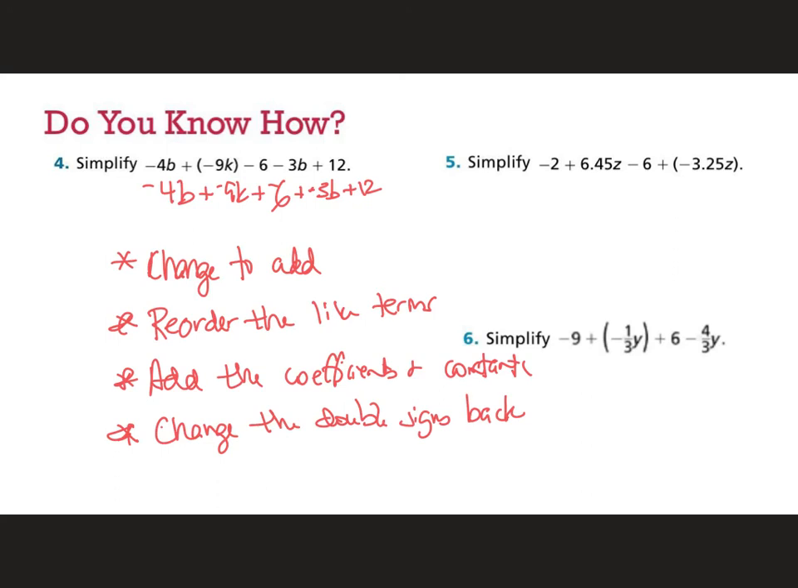So there you have it. Change subtract to add. Reorder the terms so that you have the like terms together. Add the coefficients and constants of the like terms, and then change the double signs back.